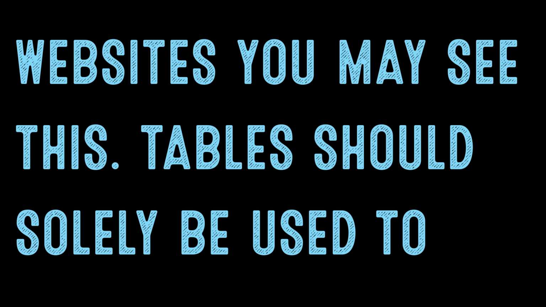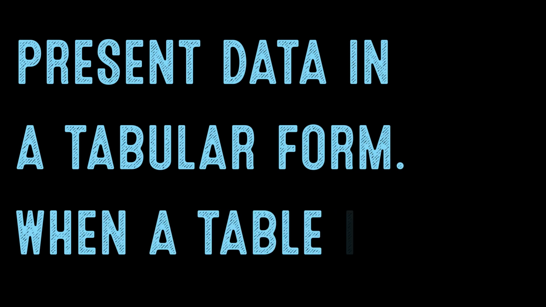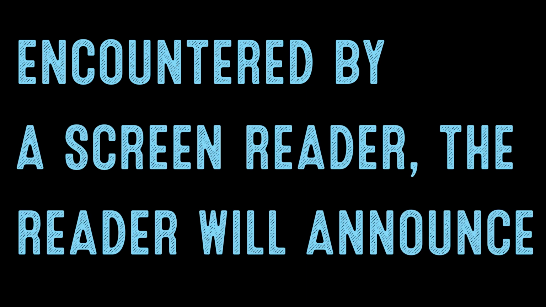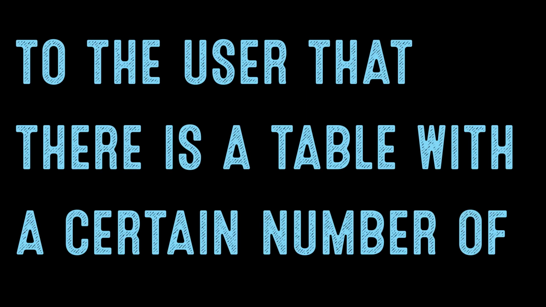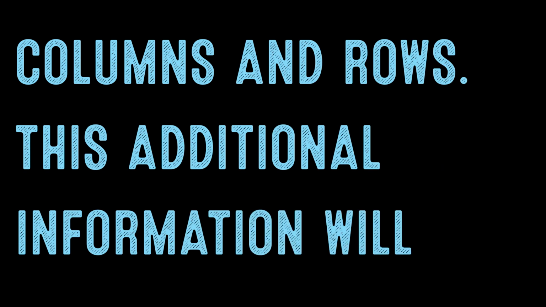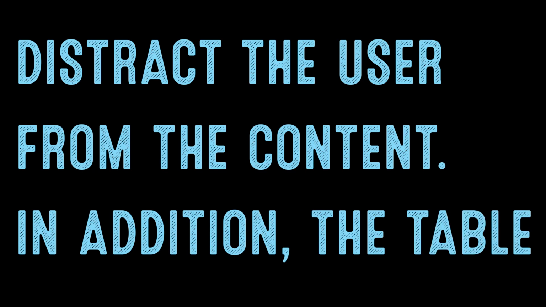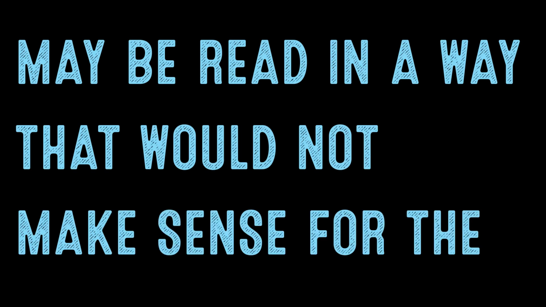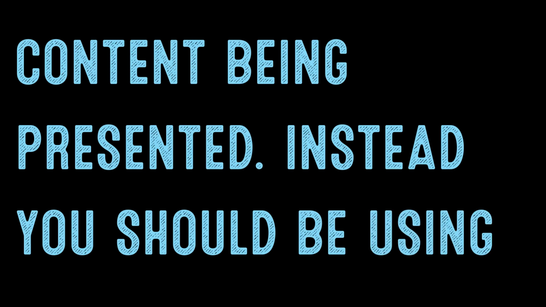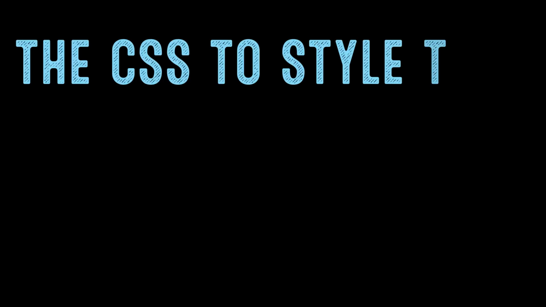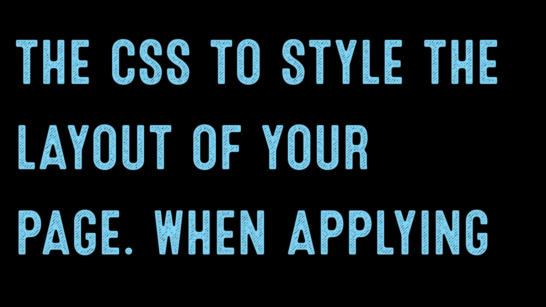Tables should solely be used to present data in a tabular form. When a table is encountered by a screen reader, the reader will announce to the user that there is a table with a certain number of columns and rows. This additional information will distract the user from the content, and in addition, the table may be read in a way that would not make sense for the content being presented. Instead, you should be using the CSS to style the layout of your page.